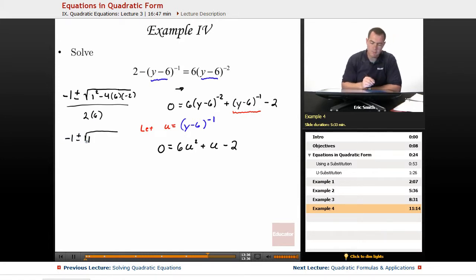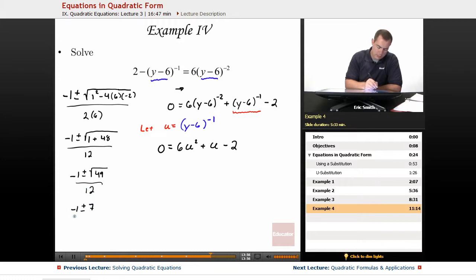So I have 4 times 6. That would give me a 24 times 2, which would be a 48, all over 12. Or negative 1 plus or minus the square root of 49, all over 12. Or negative 1 plus or minus 7, all over 12. So u is equal to negative 1 plus 7 over 12. And I have u equals negative 1 minus 7 over 12.